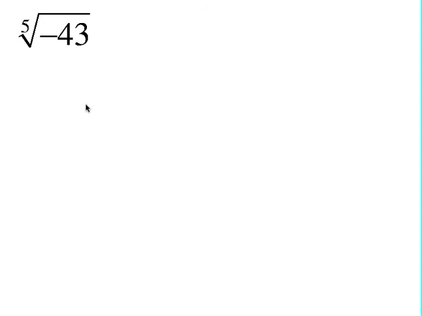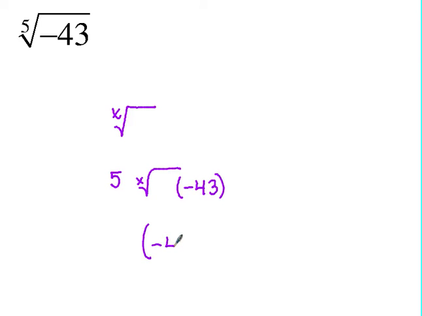Now, how do you get this? First of all, there should be an x root key if some of you have that. It looks like this. So what you can do is do your 5, hit that x root, and then make sure you use parentheses, and then negative 43. That's one way. The other way is to use a caret with the 1 divided by 5 power. Biggest thing is you need to remember parentheses, and then 1 divided by 5 will be your exponent.